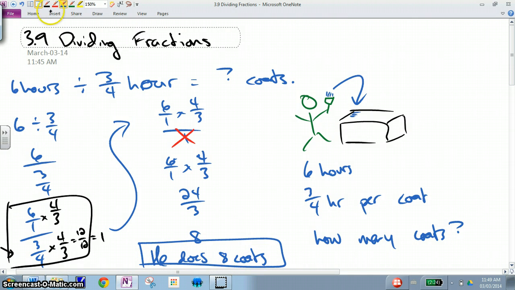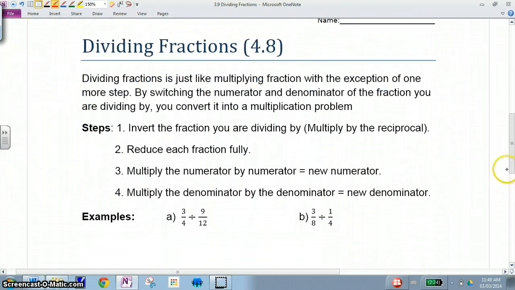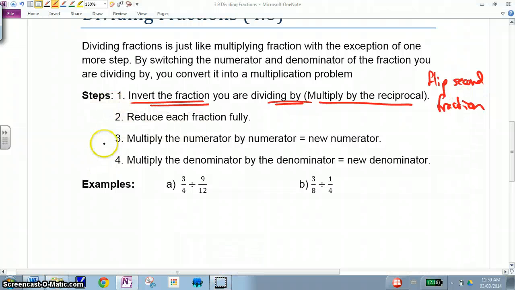Okay? But our steps here are that we took this bottom fraction, or this second fraction, and we flipped it. We made it into 4/3, and then we multiplied by 4/3. So that's kind of the magic. Here's our instructions. We invert the fraction you're dividing by. So you could say multiply by the reciprocal, or we could just say flip the second fraction. And then from there, it's just a multiplication question. So this is the same as multiplication.